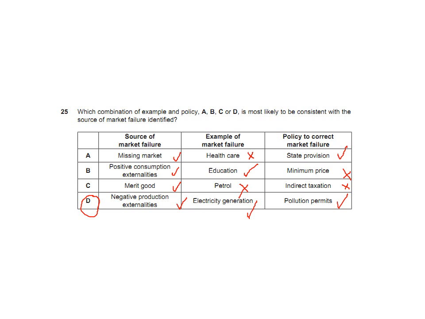You've got a negative production externality. Electricity generation is the act of creation of electricity, therefore it's a production act. And the pollution permits, we know, are a way of internalizing the externality by creating a market for carbon emissions. So those will match up and make sense.